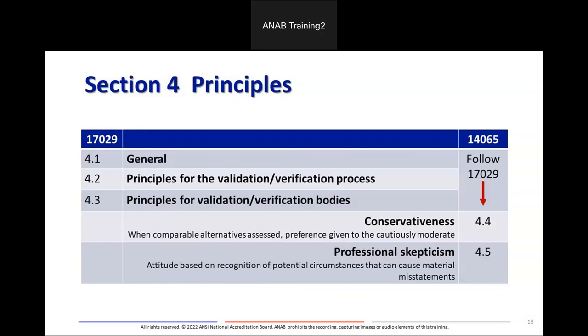4.5 is all about professional skepticism. This requirement is really providing a definition of professional skepticism. That is, it is an attitude based on recognition of potential circumstances that can cause material misstatements. You need to have the attitude that enhances the auditor's ability to identify and respond to conditions that may indicate possible misstatements.